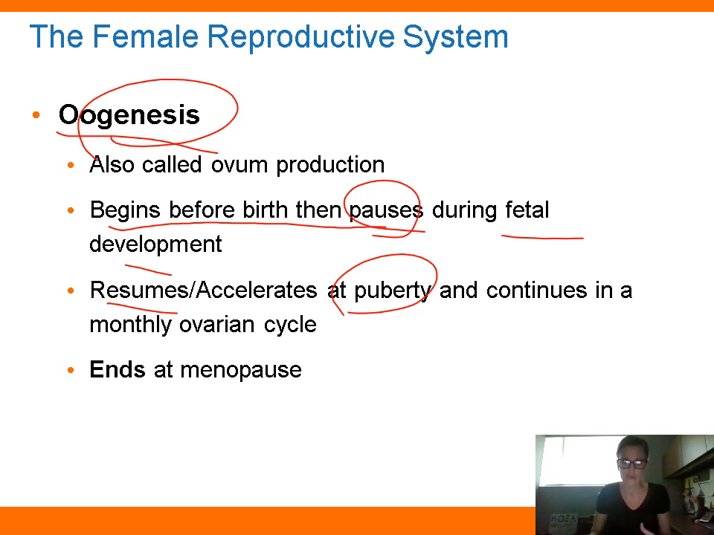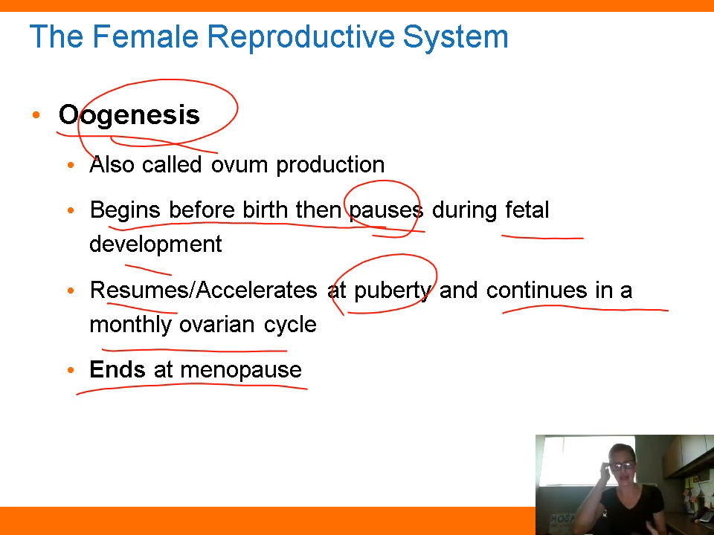So that resuming of egg production, or oogenesis, that starts at puberty continues in a monthly ovarian cycle. It continues in this cyclical fashion each month, which we'll talk about. This happens where an egg is made each month until menopause. And then at menopause, the egg production, or oogenesis, stops. And after menopause, the female reproductive system does not make any eggs anymore. So this is different from males in a lot of different ways.